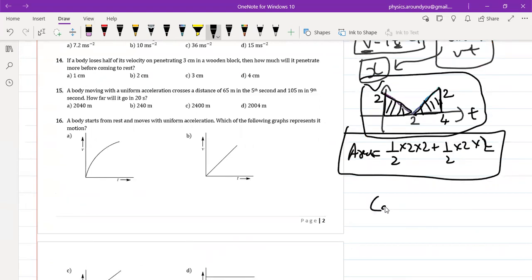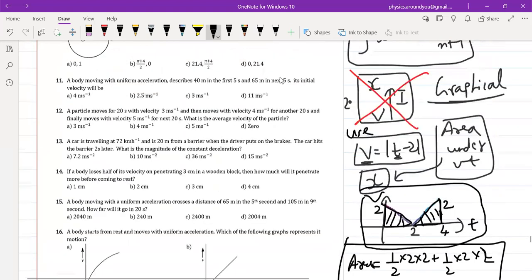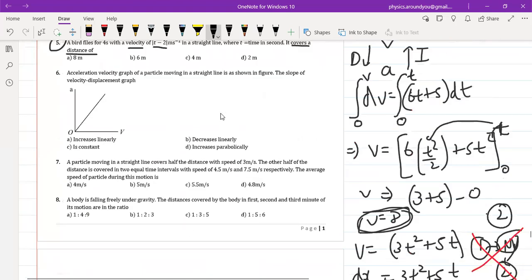So calculus always gives displacement, whereas a graph can give displacement as well as the distance. Bear this important point in mind, right? So whenever distance is asked, try to trigger your mind to plot a graph and find the area. If acceleration is asked, find the slope of the graph and you will have the acceleration. So that is question number 5. And we move on to question number 6.